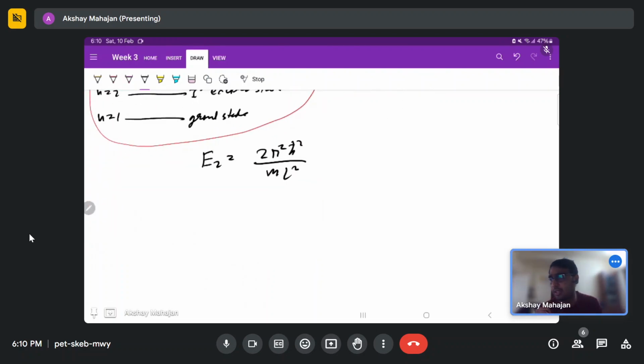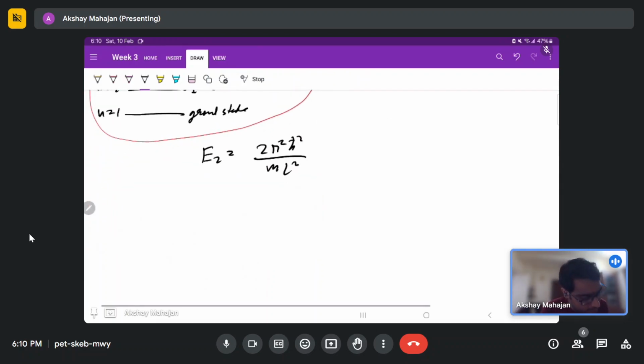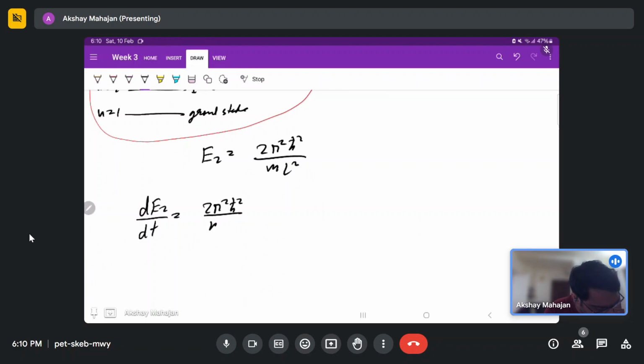Alright, and what has been asked is dE2 by dt. That is what is asked of us. Okay, so all these things, 2 pi squared h-bar squared by m, are going to be constant, and we just have to take d by dt of 1 by L squared.